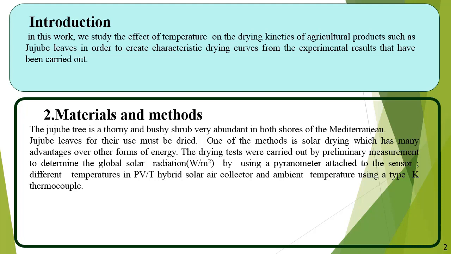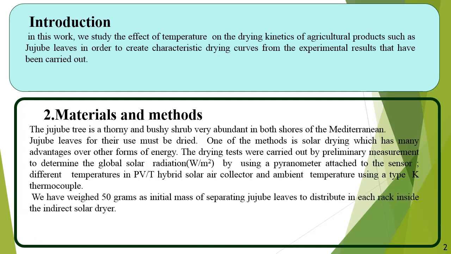The drying tests were carried out by a preliminary measurement to determine the global solar radiation by using a pyranometer attached to the sensor. Different temperatures in the PV&T hybrid solar air collector and the ambient temperature were measured using a type K thermocouple. We weighed 15 grams as the initial mass of separated jujube leaves to distribute in each rack inside the indirect solar dryer.